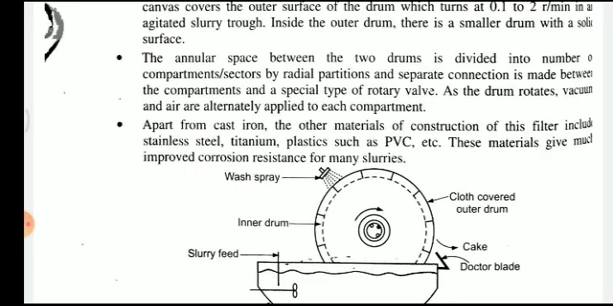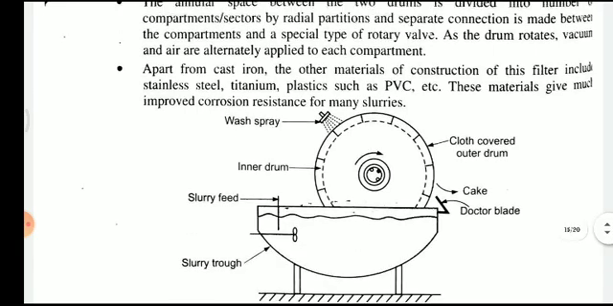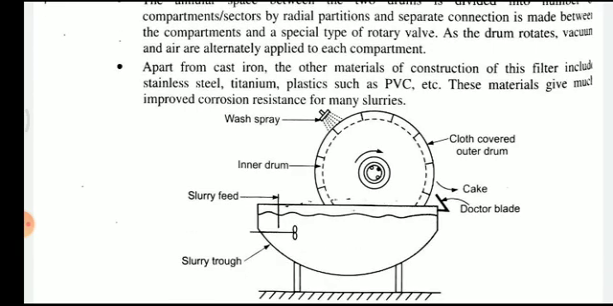Apart from cast iron, the other materials of construction of the filter include stainless steel, titanium, and plastics such as PVC. All these materials give much improved corrosion resistance for many slurries. Okay.